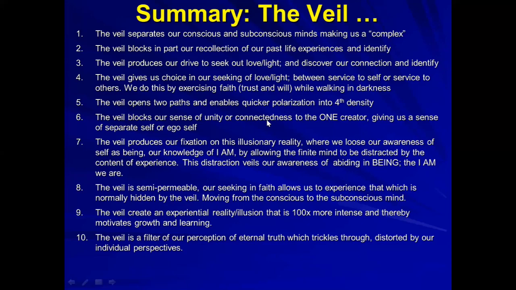The veil blocks our sense of unity or connectedness to the one creator, giving us a sense of separate self or ego. So that's where the ego mind or the separate self comes from. Without the veil, we did not have that. We did not feel like an individual entity on our own. We felt very much a part of the whole, because we knew that. We had experience to draw upon. We had knowledge of that. Now we don't. So it creates that dilemma of the separate self and the ego, and trying to overcome that. And hence the disciplines that grow up around schooling the ego self, quieting the mind, learning to get through the conscious to the subconscious again.